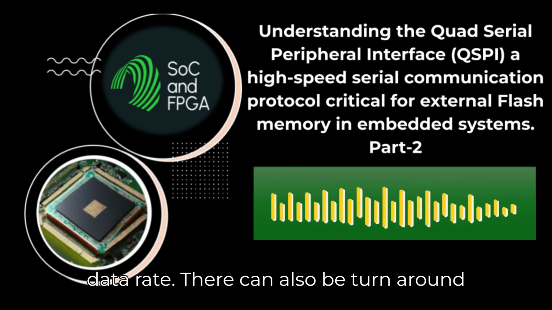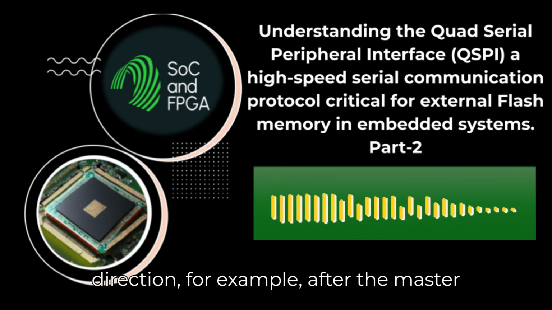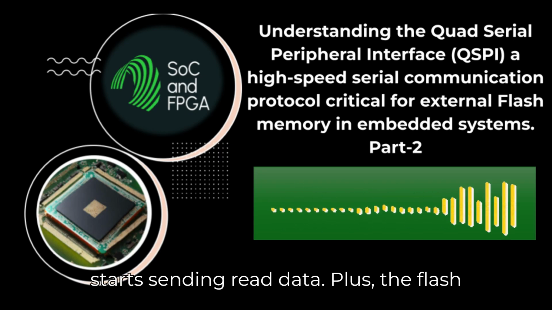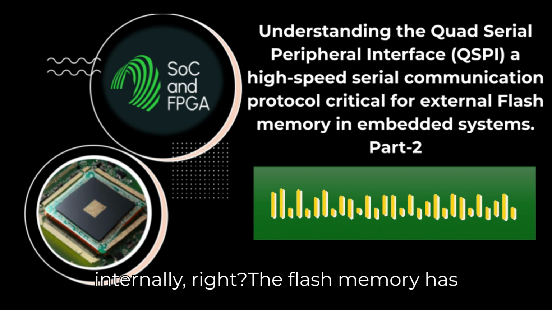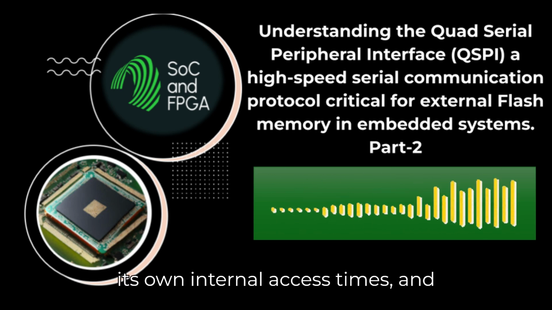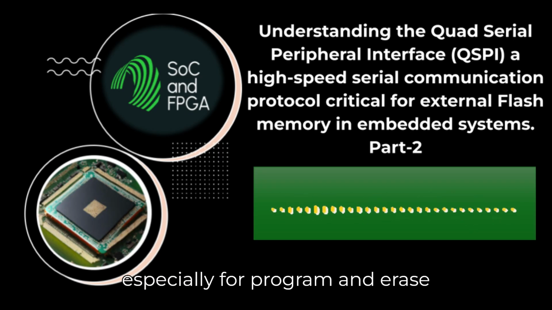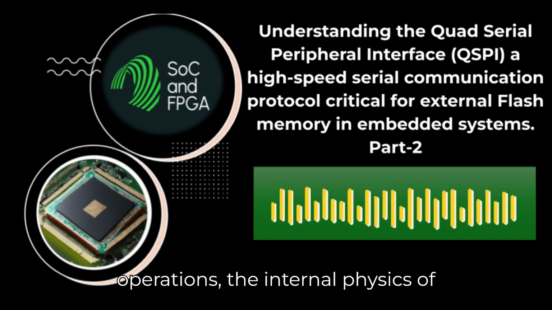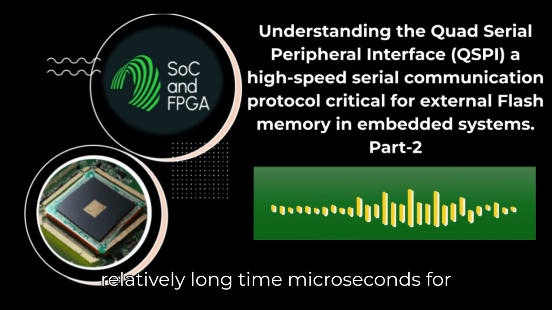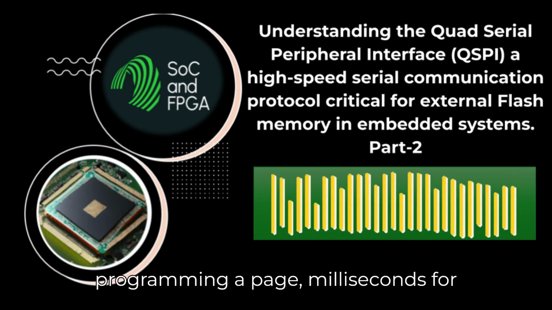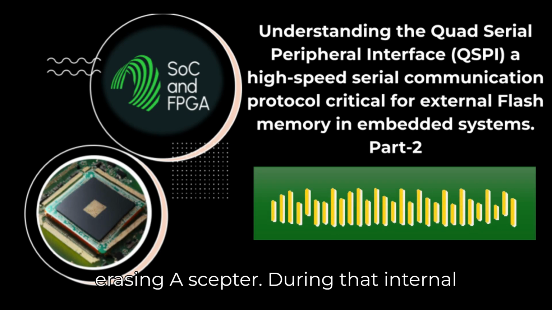There can also be turnaround times required when the bus switches direction, for example, after the master sends the address and before the slave starts sending read data. Plus, the flash chip itself isn't infinitely fast internally. Right. The flash memory has its own internal access times, and especially for program and erase operations, the internal physics of modifying the flash cells take a relatively long time, microseconds for programming a page, milliseconds for erasing a sector.